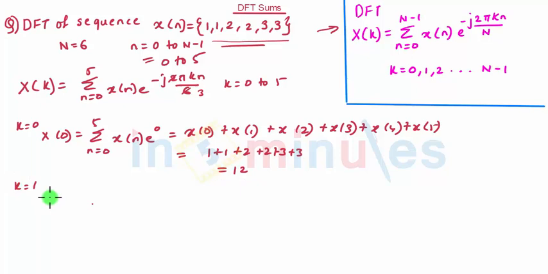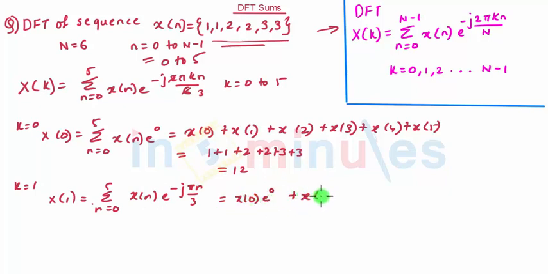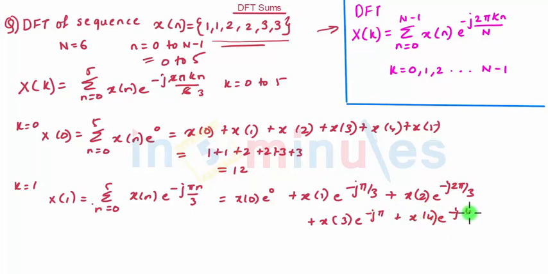For k is equal to 1, X of 1 is equal to summation n is equal to 0 to 5 x of n e raised to minus j pi n by 3. Now x of 0 e raised to 0 for n is equal to 0 plus x of 1 e raised to minus j pi by 3 plus x of 2 e raised to minus j 2 pi by 3 plus x of 3 e raised to minus j pi plus x of 4 e raised to minus j 4 pi by 3, and last x of 5 e raised to minus j 5 pi by 3.